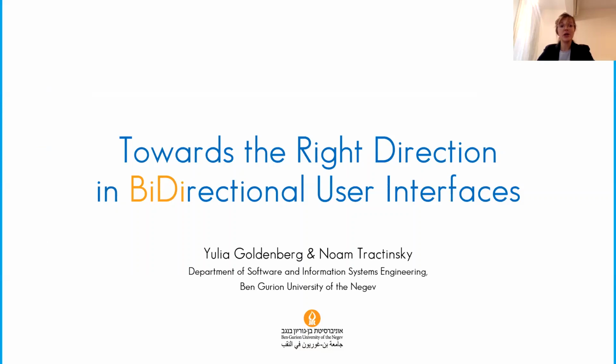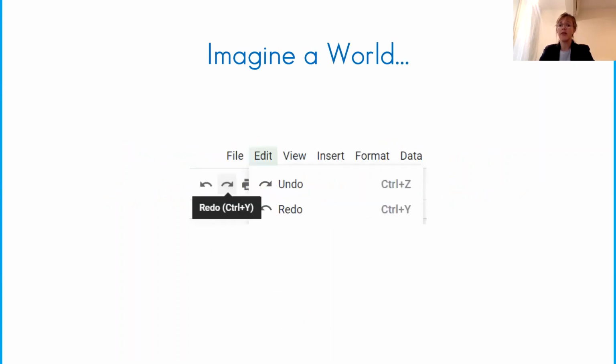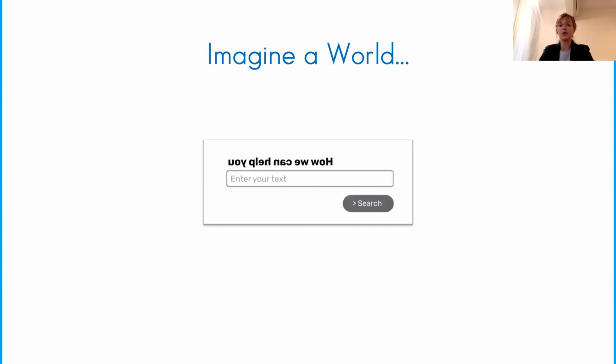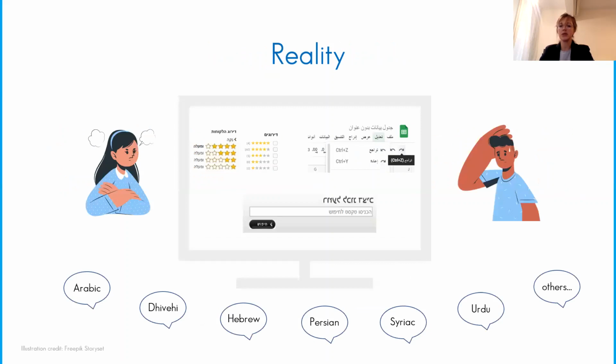toward the right direction in bidirectional user interfaces. Imagine a world of inconsistent usage of UI elements. Inconsistency that sometimes occurred even in products of the same vendor or even within the same product. A world with incorrect usage of text direction. It's very hard to use interfaces in such a world, but it exists.